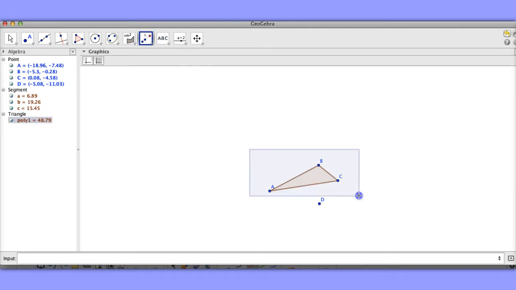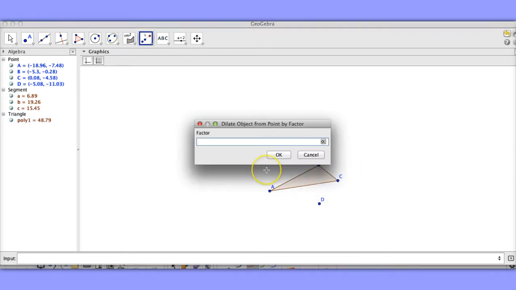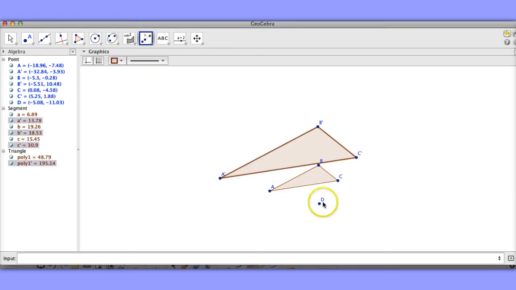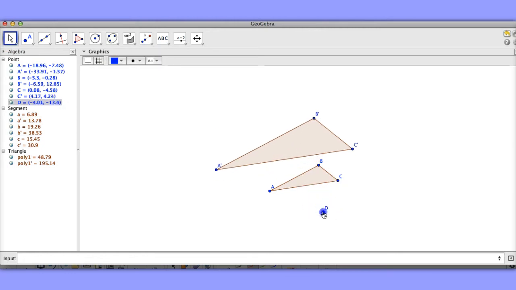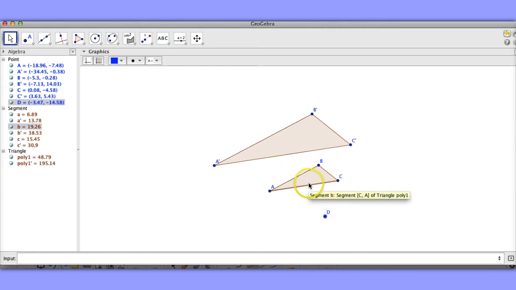So here's my triangle, and this is my center of dilation. I'm going to use a scale factor of 2. So this triangle, all the corresponding sides are twice as long as the original triangle. And down here, notice it automatically calculated the area for us. Let's take a look at the ratio of the areas.